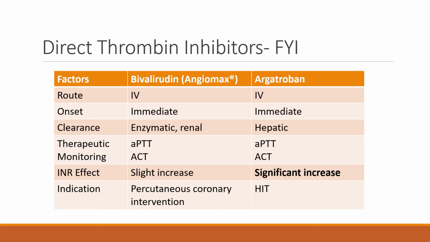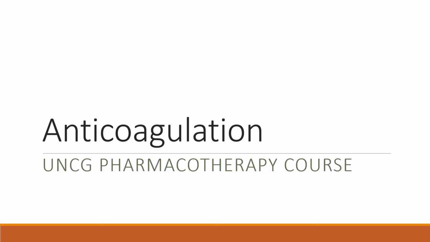This is really just an FYI. I just wanted to throw it in here as a final wrap up for the direct thrombin inhibitors, because again, this is something that's very specific to being used in the hospital system. I'll just say that bivalirudin you're more often going to see in a cardiac setting, maybe somebody that's requiring a stent in the cath lab, and then argatroban is what we use in patients that have developed heparin-induced thrombocytopenia. So that wraps up our conversation on anticoagulation.